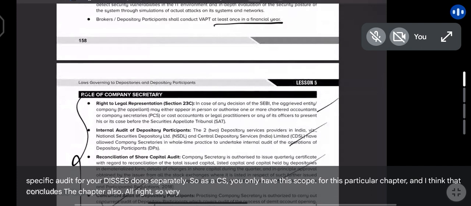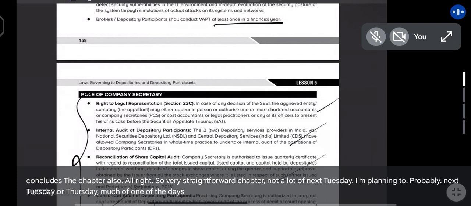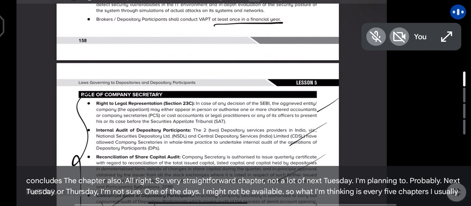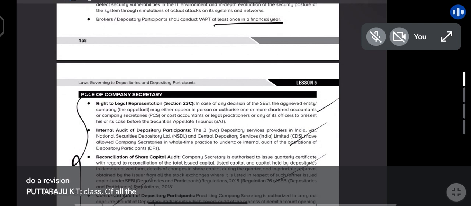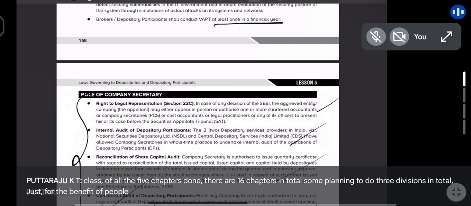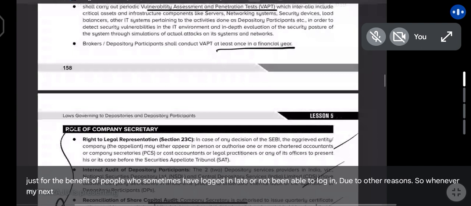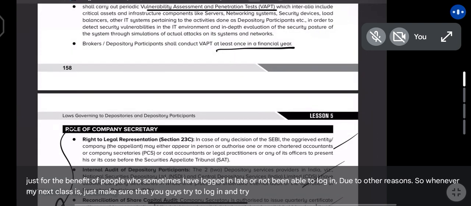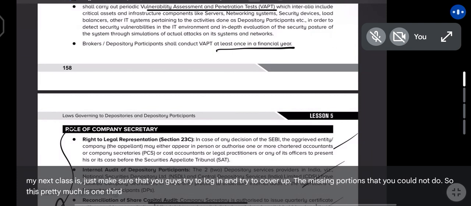So very straightforward chapter, not a lot of language. Next Tuesday or Thursday, I'm not sure, one of the days I might not be available. What I'm thinking is every 5 chapters, I usually do a revision class of all the 5 chapters done. There are 16 chapters in total, so I'm planning to do 3 revisions in total, just for the benefit of people who sometimes have logged in late or not been able to log in due to other reasons. My next class, just make sure that you guys try to log in and try to cover up the missing portions that you could not do. So this pretty much is 1/3 of your syllabus.